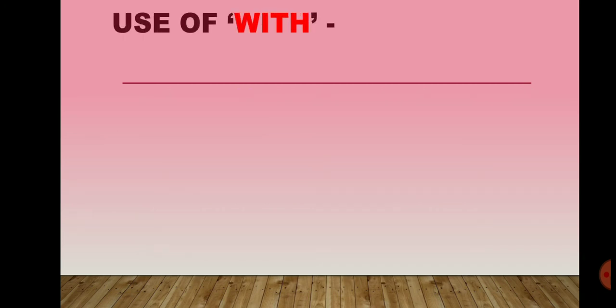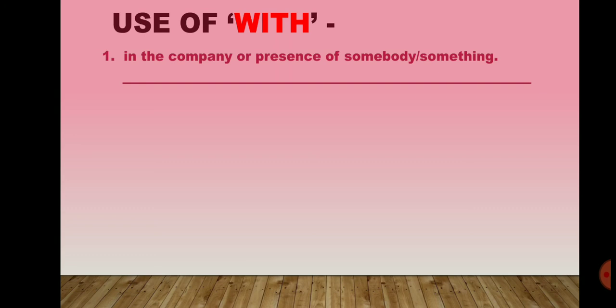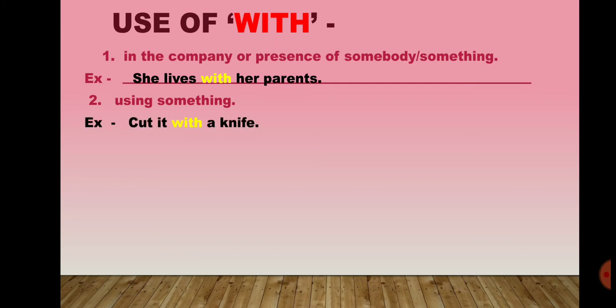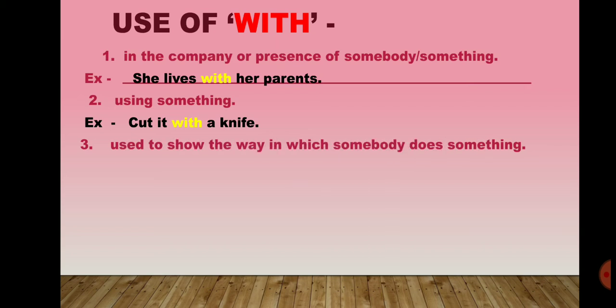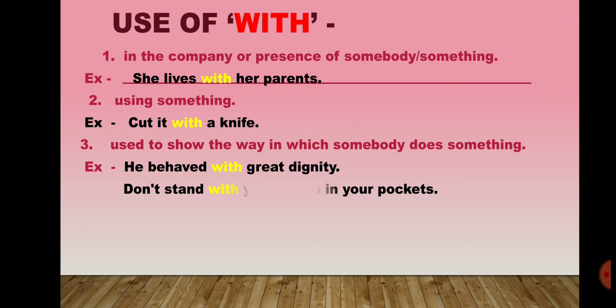Next is use of with. We use with in the company or presence of somebody or something. Example, she lives with her parents. We use with when we show what we use something for. Example, cut it with a knife. We use with to show the way in which somebody does something. Example, he behaved with great dignity.